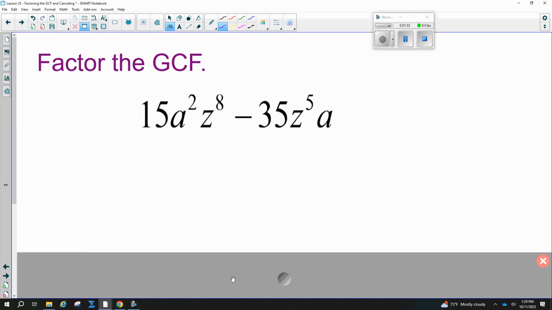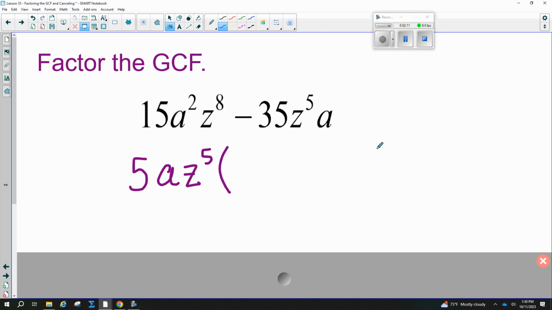All right, so write this down. 15a squared z to the 8th minus 35z to the 5th a. So we're looking for the biggest number that goes into 15 and 35, which is what? 5. Okay. And then we're looking for how many a's are common to each term, which is what? 1. 1 is common to each. Good. And then how many z's are common to each? 5. Right. So we do z to the 5th.